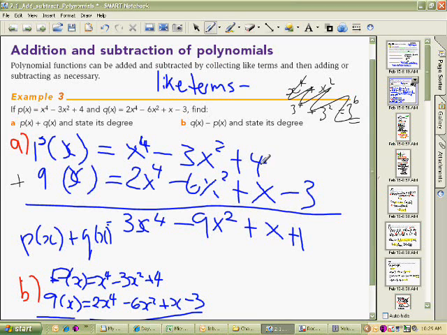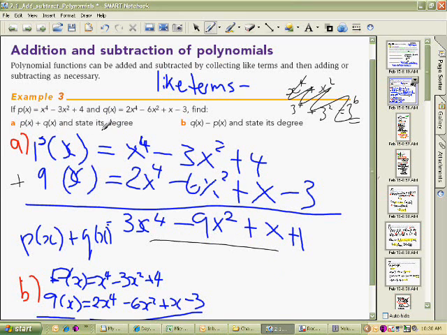Next we have a 4 here, but just before we do that, we've got here an x to the power of 1, just x. There's no equivalent in here, so it just becomes x, and then we've got 4 and adding minus 3 to it, which just gives us 1. So there's our answer for the adding of them. That's how we do it.